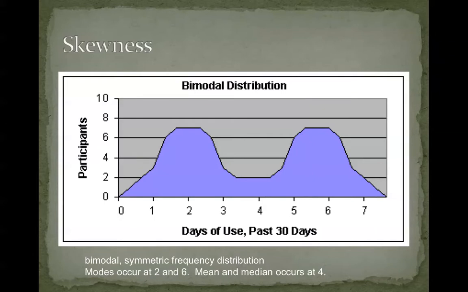Here's another example of data distributed differently, though. This is actually called a bimodal symmetric distribution because it has 2 modes. So again, unimodal means one mode, bimodal means 2. So we have one mode here, and we have one mode here. Modes are represented by the peaks of your data distribution.